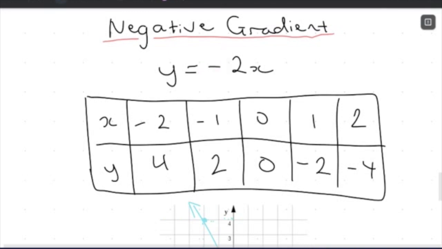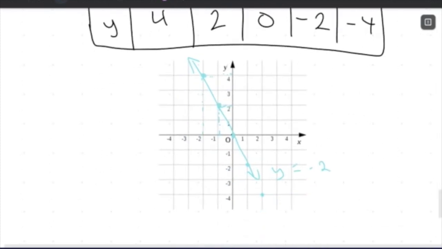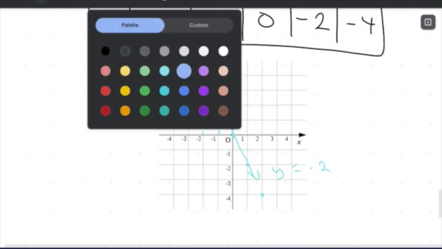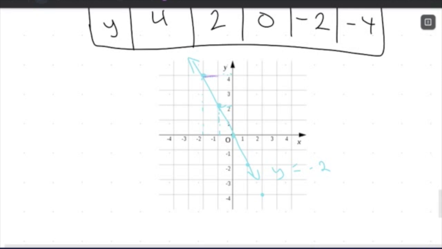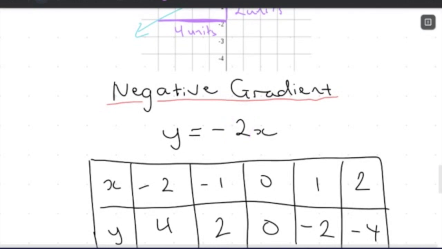So this negative is responsible for making the y decrease as x increases. And we call this a negative gradient. So we still have a slope and we still have a relationship that, well, when x goes up by 1, y goes down by 2. So that's the role of this 2 here.